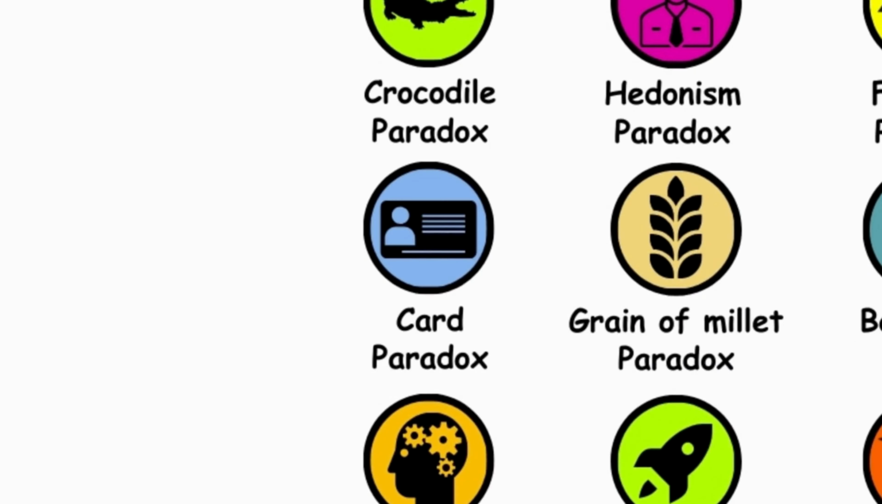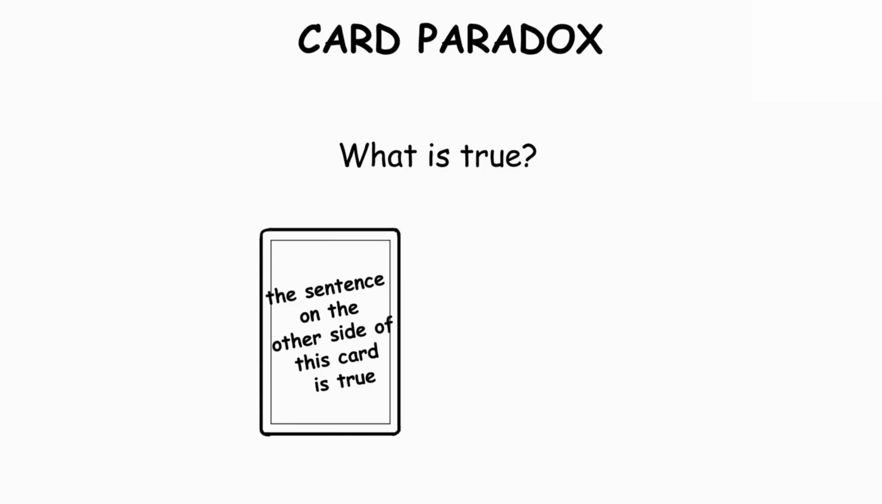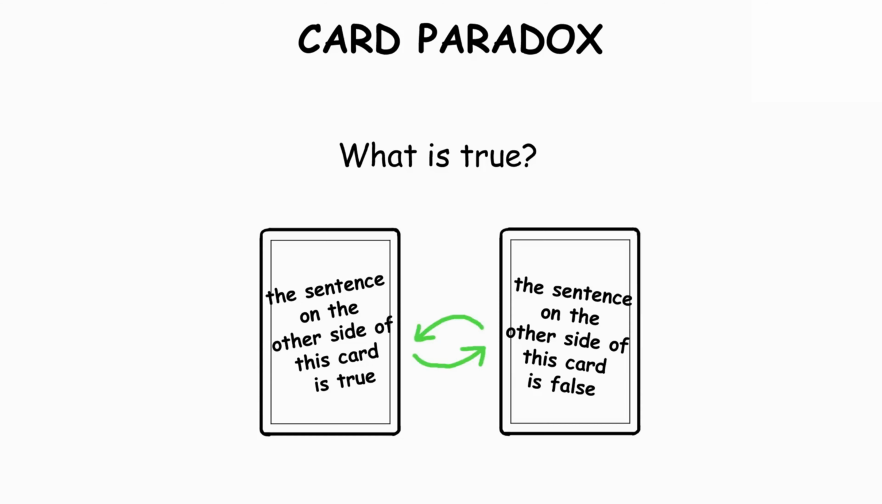Card paradox. What's true if a card has the phrase, "The sentence on the other side of this card is true" on the front side, and the phrase, "The sentence on the other side of this card is false" on the back side?